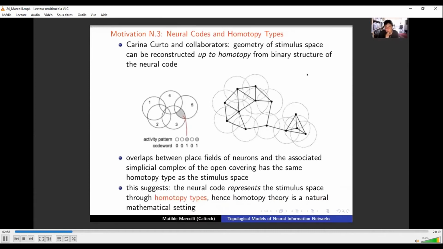There is another aspect of homotopy-theoretic structures in neuroscience, which is the way that the geometry of the stimulus space is encoded in the neural code. There are various results showing that, assuming certain kinds of assumptions on the response fields, the homotopy type of the stimulus space is encoded in the complex associated to the design of which signal fields are activated at the same time. In this sense, it seems that the representations in the neural code are encoded in homotopy types. This is essentially a different role of topology, or non-trivial topology, than the previous one.